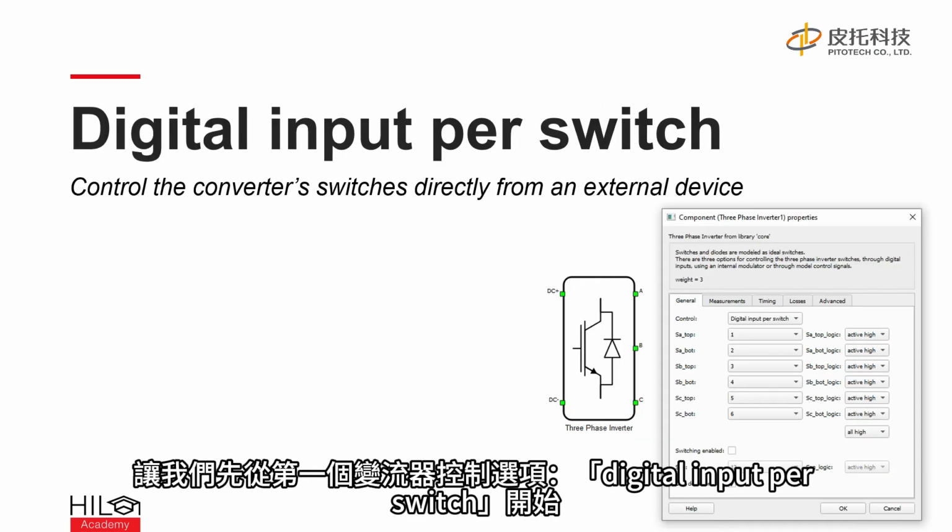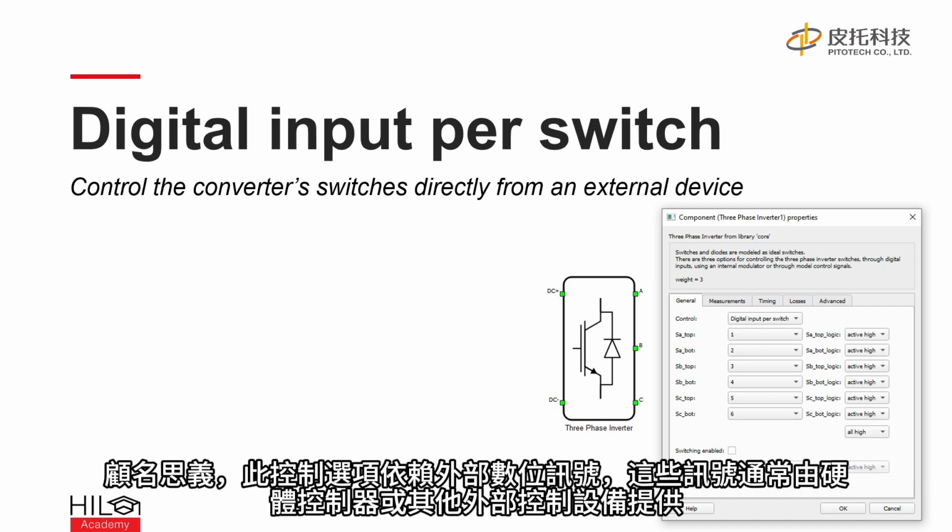Let's start by going through the first converter control option, digital input per switch. As the name suggests, this control option relies on external digital signals, which are usually provided by a hardware controller or another external control device.